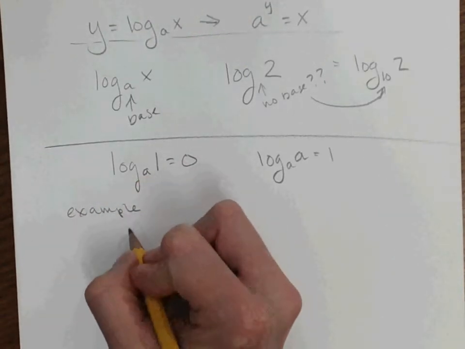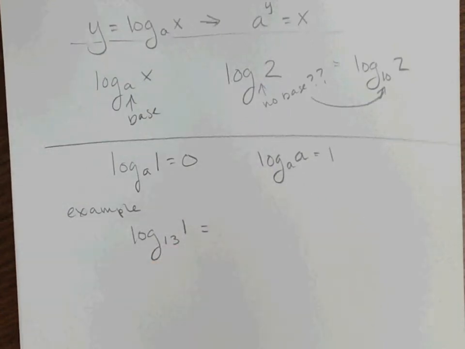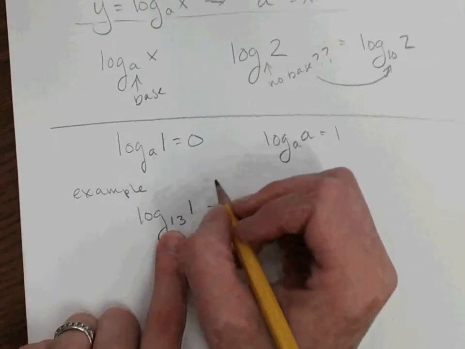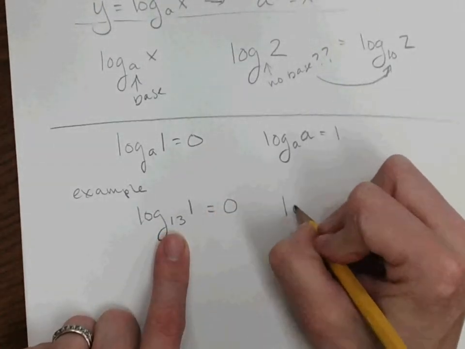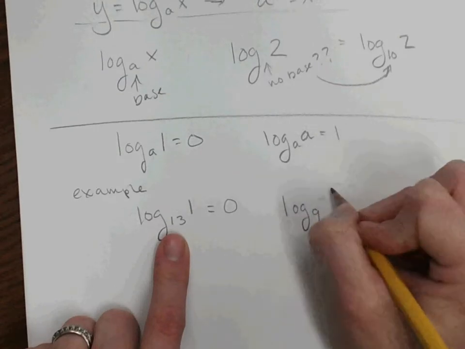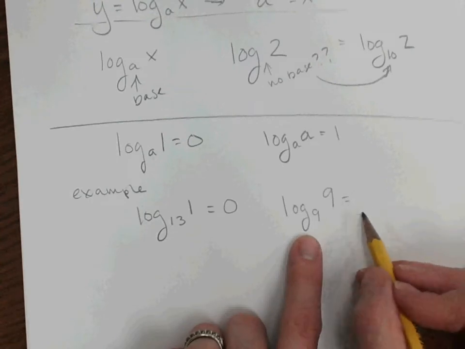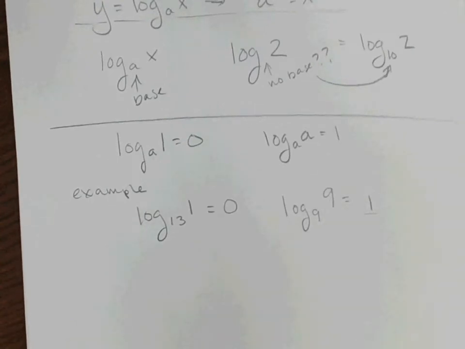if I've got log base 13 of 1, well, I've got a base to some exponent that equals 1, I know that it has to equal 0. If I've got log base 9 of 9, well, 9 to what power is equal to 9? Well, that's just going to be a 1. As we look through, there are going to be times where we can use this property to help us simplify, which is kind of fun.